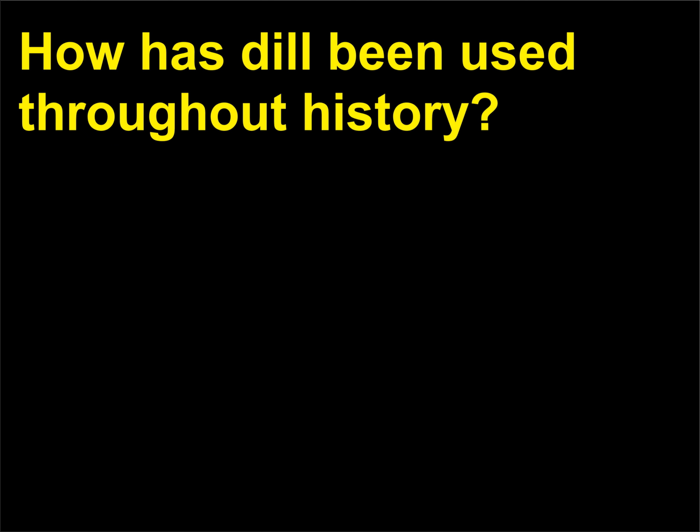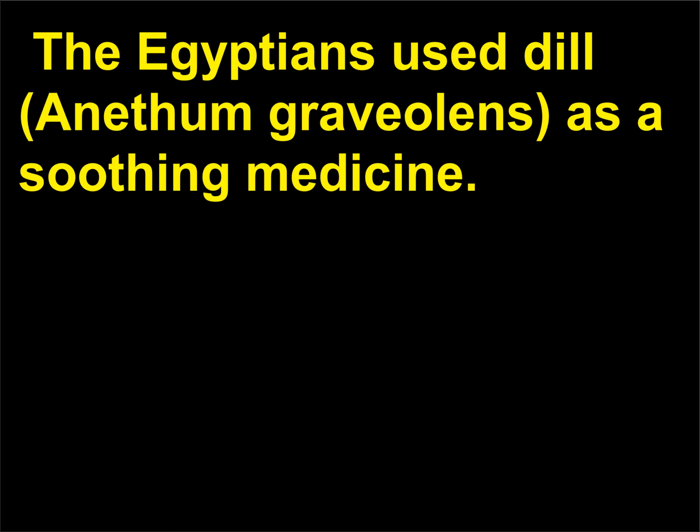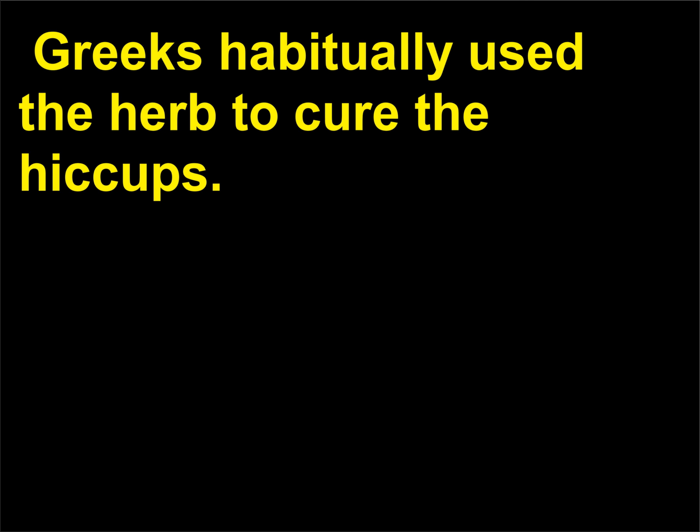How has dill been used throughout history? Dill has long been used for medicinal purposes. The Egyptians used dill, Anethum graveolens, as a soothing medicine. Greeks habitually used the herb to cure the hiccups.